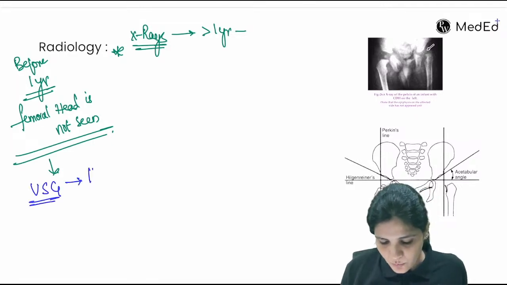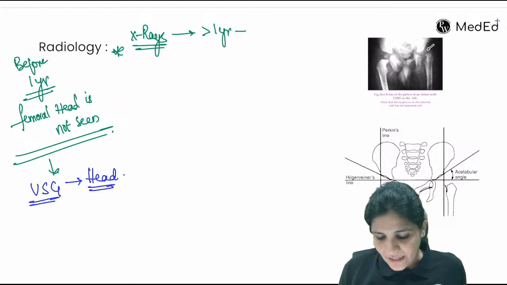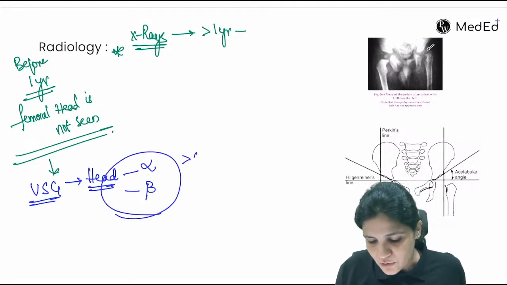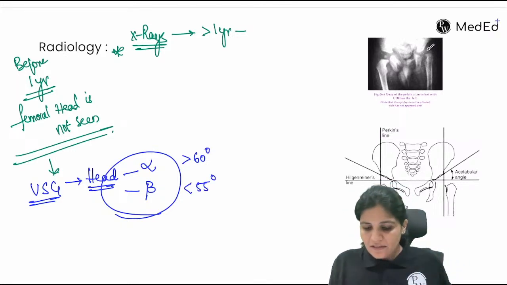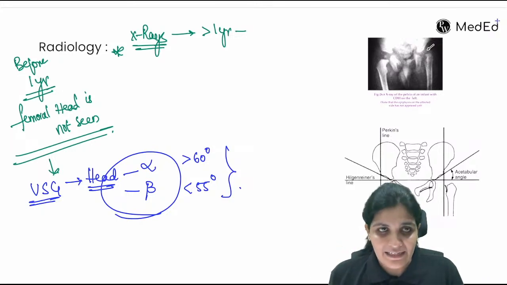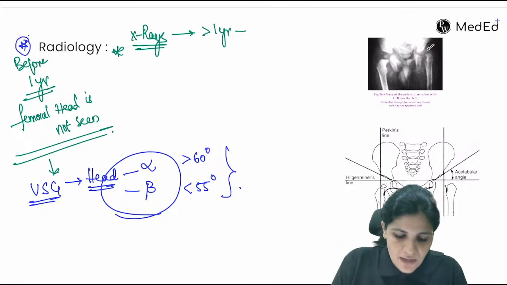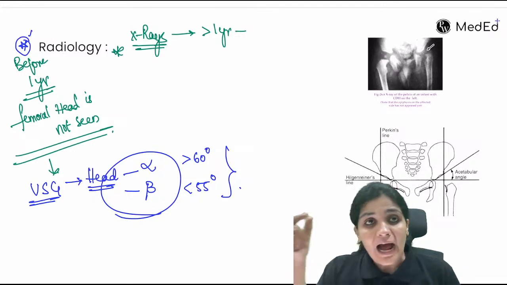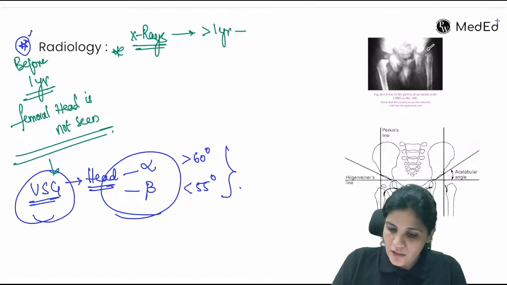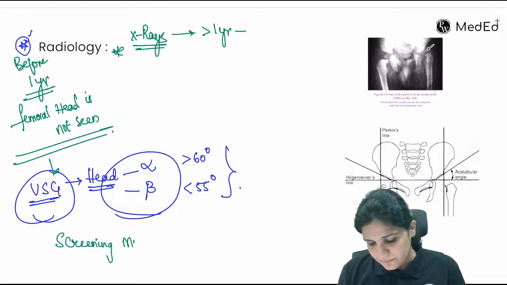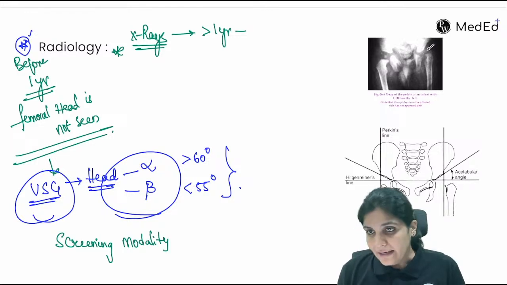On the ultrasound, you will identify the head, and there are two important angles, alpha angle and beta angle. Alpha should be more than 60 degrees and beta should be less than 55 degrees, right? These are the normal values. If it is reverse, then that is resulting in DDH. This is before 1 year of age, because before 1 year you don't see the femoral head, hence you go for ultrasound. You have to remember this. This is also a screening modality for DDH.